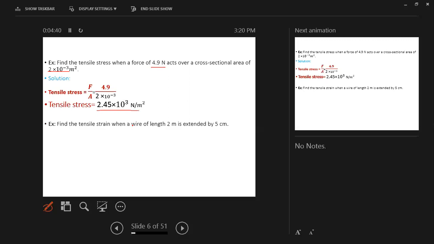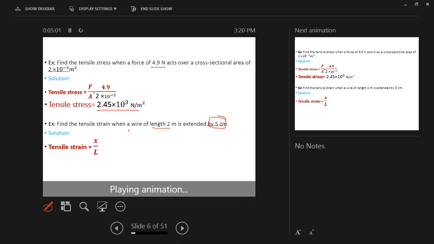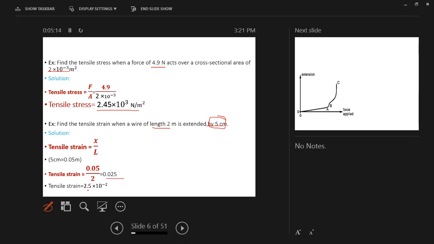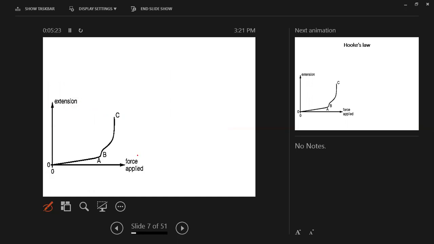What about tensile strain? To find the tensile strain, we have a length of the object of 2 meter, extended by 5 centimeter. First of all, we have to convert centimeter into meter. 5 centimeter means 5 over 100 meter, which is 0.05 meter. When we divide 0.05 by 2, we get the tensile strain as 0.025. As you see here, it doesn't have any unit. This is tensile strain. We can write this in scientific notation as 2.5 times 10 power negative 2. Okay, so let's go to Hooke's law.